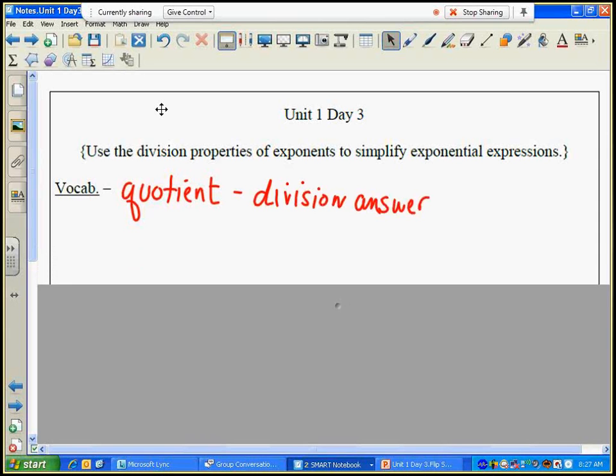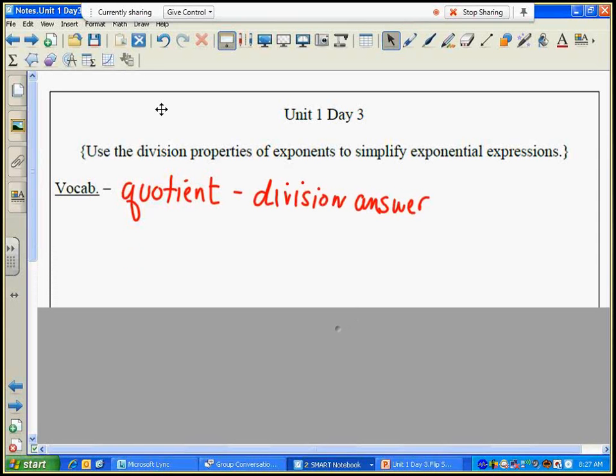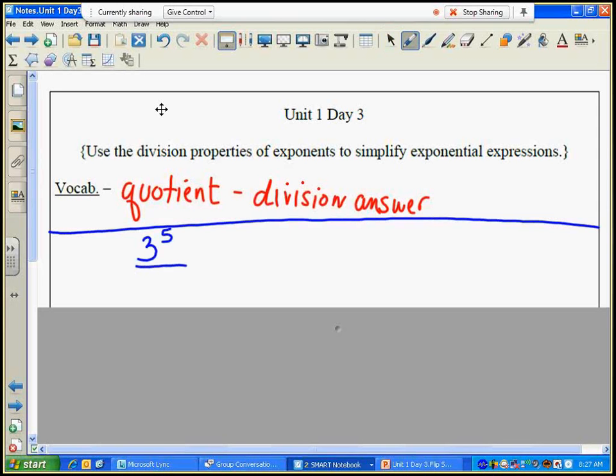Next, let's consider a little example here. I'd like to go ahead and make a line across my page to separate the vocab from this next example. Let's say that I have the power 3 to the 5th over the power of 3 to the 3rd. So here I have a quotient. I have a division problem.